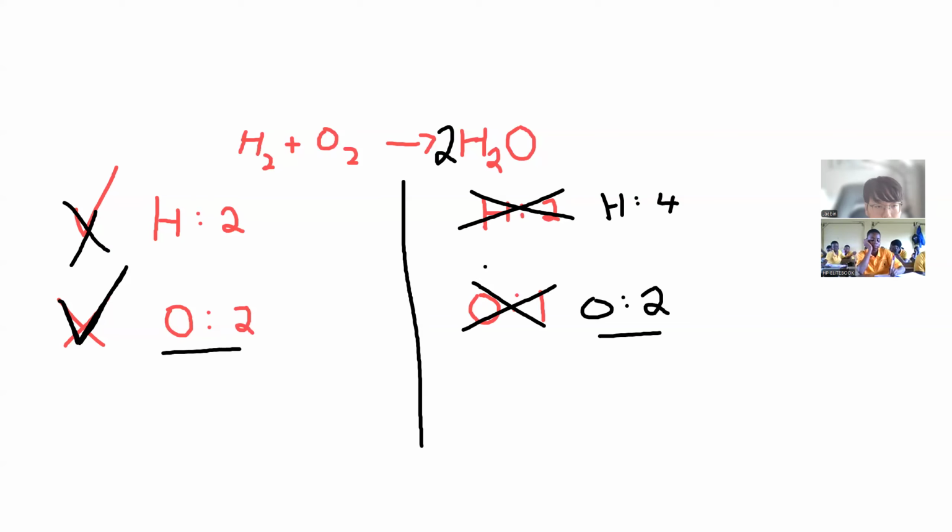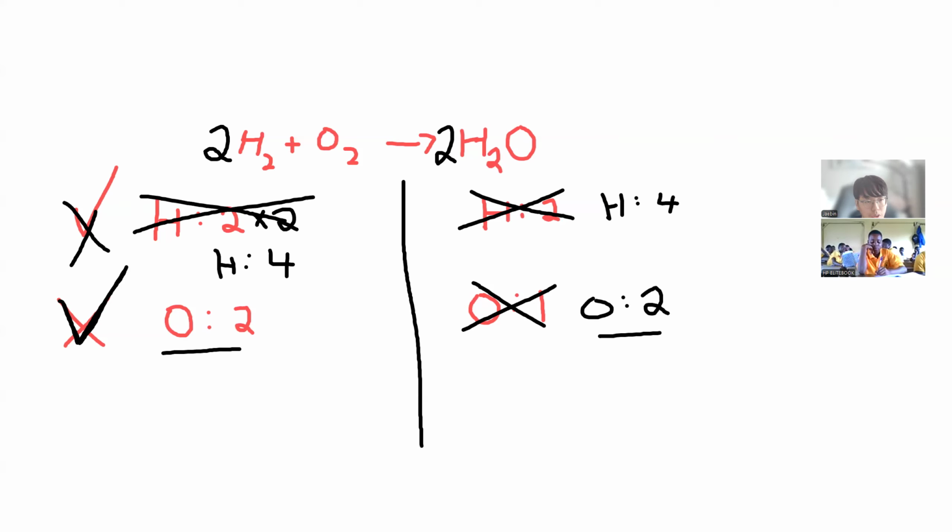What can we do here to match it? We can actually multiply this left H2 by 2. We multiply this by 2. We have H as 4. We have 4 hydrogen atoms because we have multiplied 2 on the left hydrogen molecule. It's not 2 anymore. Now we have everything matched. Hydrogen is 4 on the left side, 4 on the right side. Oxygen is 2 on the left side, 2 on the right side.